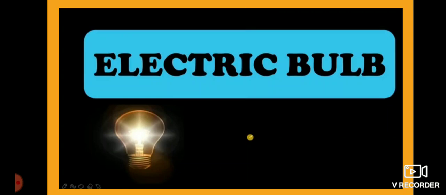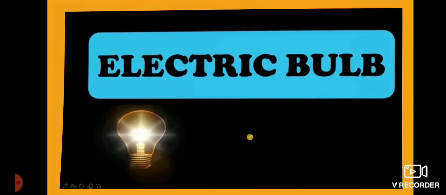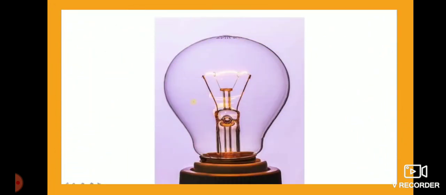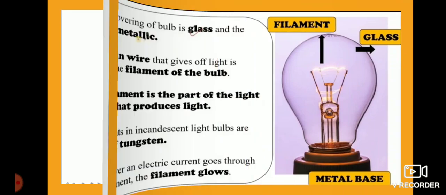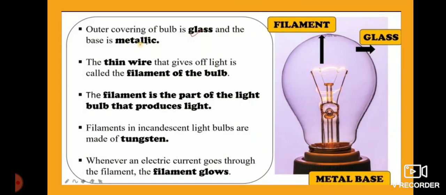Have you closely watched what is there inside an electric bulb? Yes, you can see some pieces of wires connected together and they glow when we switch on the light, right? Let us see what is there inside an electric bulb. Outer covering of bulb is glass and the base is metallic. The thin wire that gives off light is called the filament of the bulb. The filament is the part of the light bulb that produces light. Filaments in incandescent light bulbs are made of tungsten.